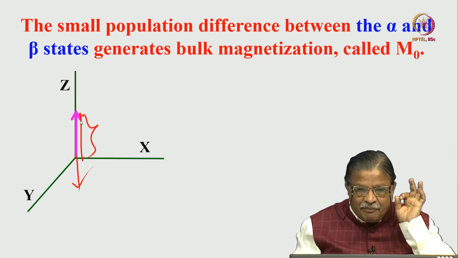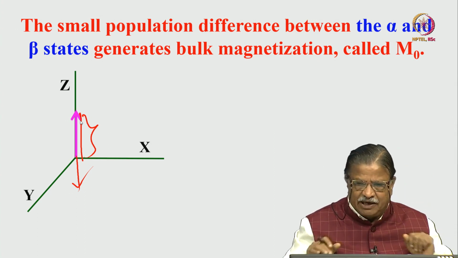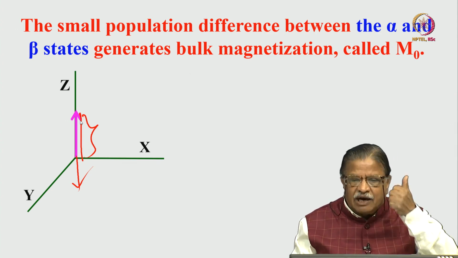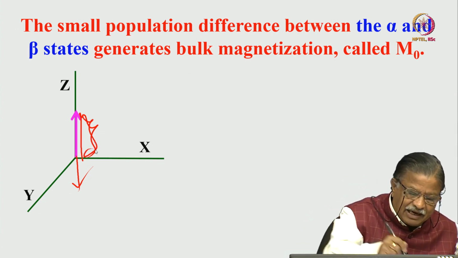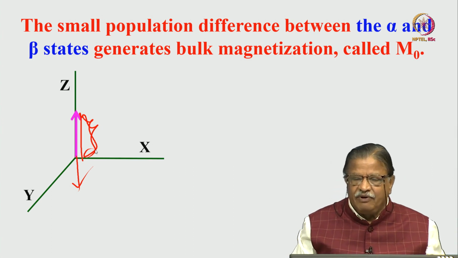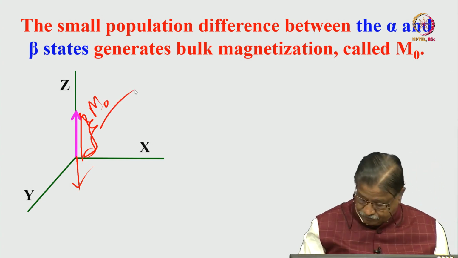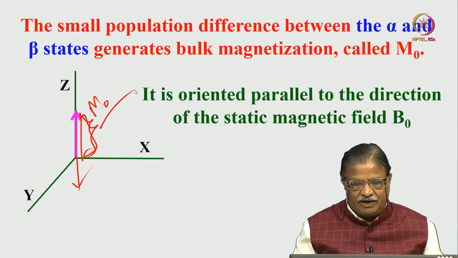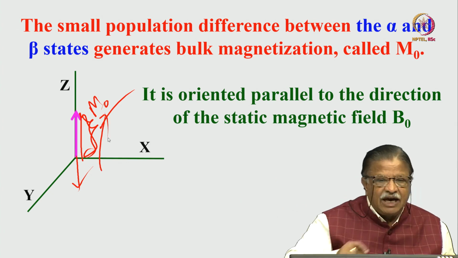The concept of bulk magnetization comes because of random phase approximation. All the xy components of the alpha and beta spin states, all the vectors along alpha and beta, average out in the xy component. In the z axis there is a co-addition because there are excess spins, excess population, along the z axis. The difference gives us a tiny magnet which is called a bulk magnet. We call it bulk magnetization. And this is usually denoted as M naught. And always it is oriented parallel to the direction of the magnetic field. A static magnetic field B naught is there, a huge magnet, and along that direction it gets aligned.